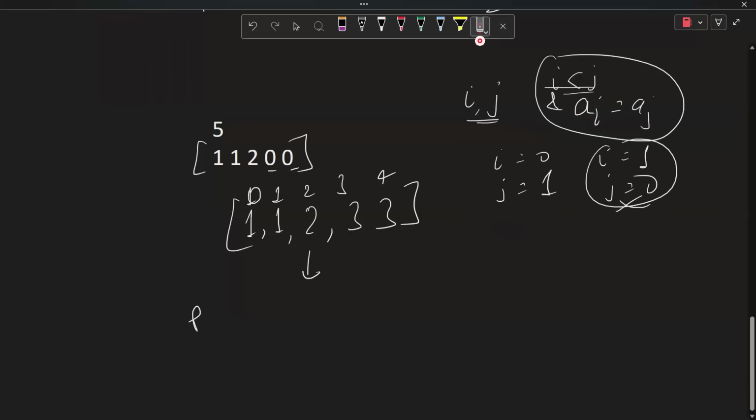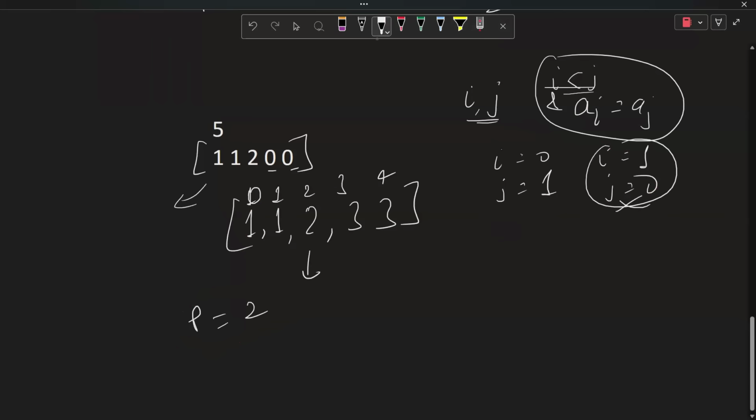Now here, how many such pairs exist? This 1 and 1, this is one pair. This 3 and 3, this is one pair. Other than that, there are no such pairs. So the value of p would be 2 here. Now, here we replace those zeros with 3. So my value of p was 2. We need to maximize this value. So my replacements would be such that I can maximize this value.